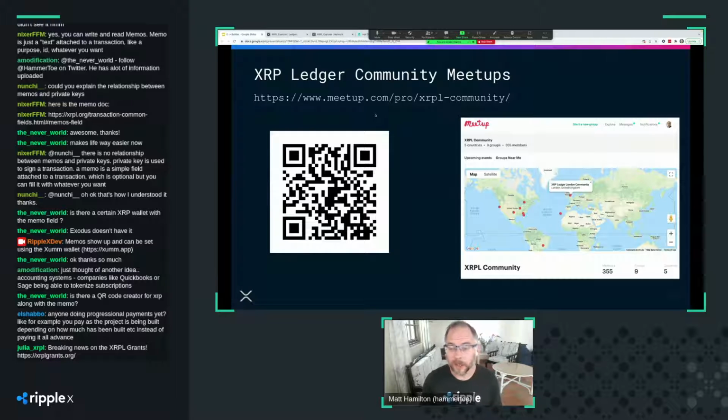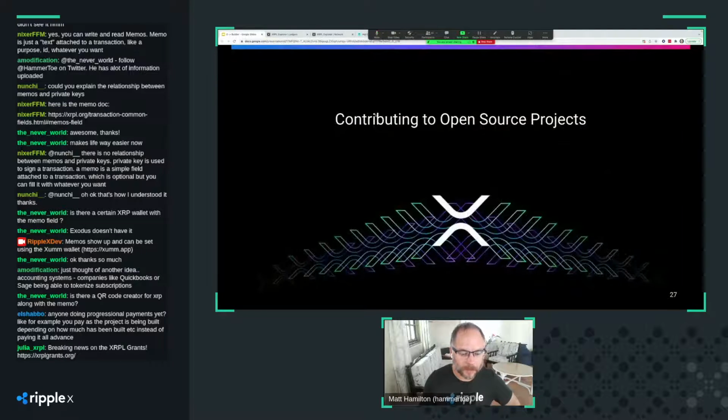Maybe we could get one going in India. There's not one listed there yet, but if people here want to organize one, then Ripple can help facilitate that, maybe give a bit of funding and promotion effort as well. There's a number of meetups around for people to get together to talk about stuff they're doing with the XRP Ledger and meet other people. So yeah, there we go.